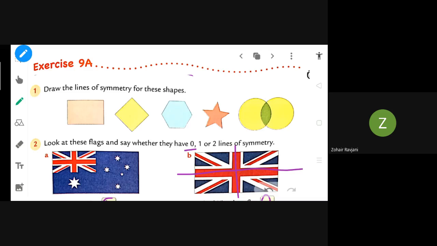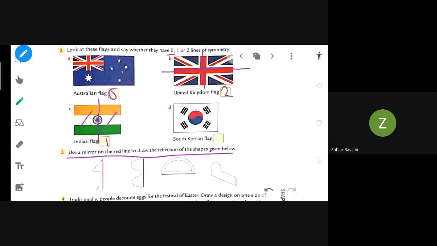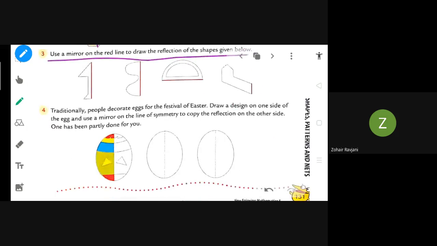So in the textbook all these questions are given, which I am showing in the video, that you have to draw the line of symmetry, horizontal, vertical, and all. And then question 3 shows that you have to complete that.